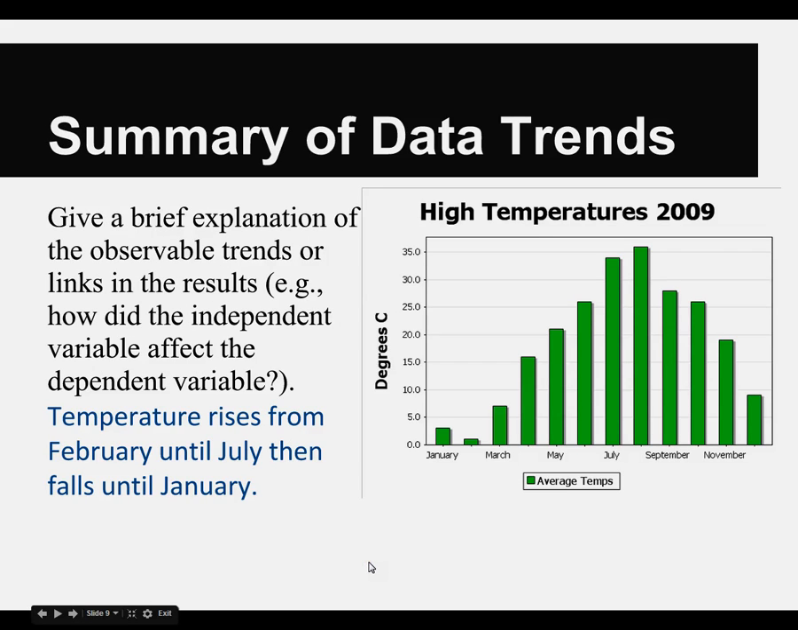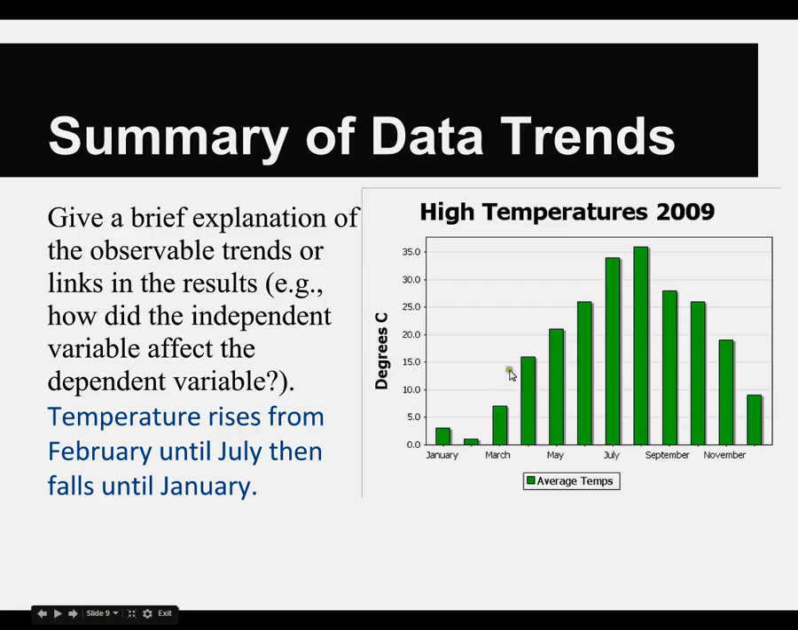Data trends. So what does your data tell you? When you look at that graph, trends are things that you see visually. So this right here, this peak in July and August would be a trend. This shape, if you are familiar with it, is the parabola. It goes up and down. So that's what we're talking about with trends.